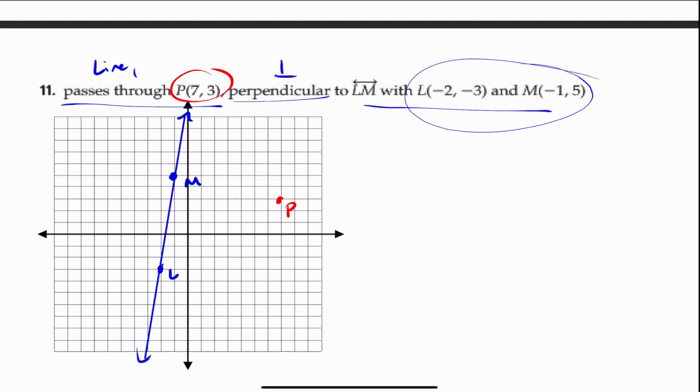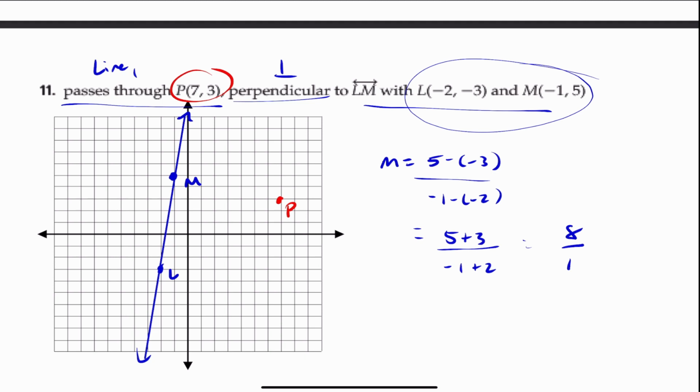figure out the slope, and I have these 2 points that are going to help me figure out what to do. So m equals 5 minus -3 over -1 minus -2, 5 plus 3 over -1 plus 2. Y'all, that's 8 over 1. Wow, that's cool. 8 over 1.